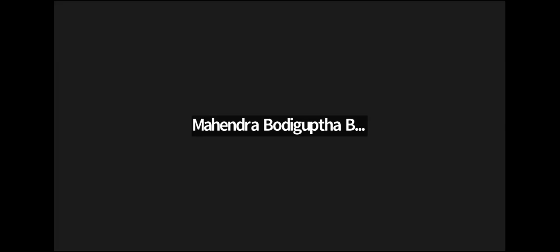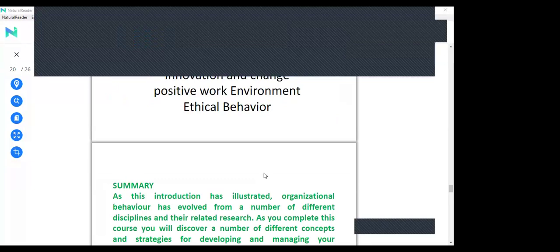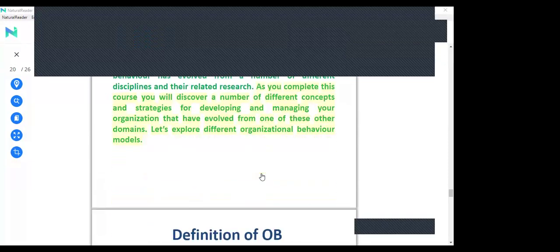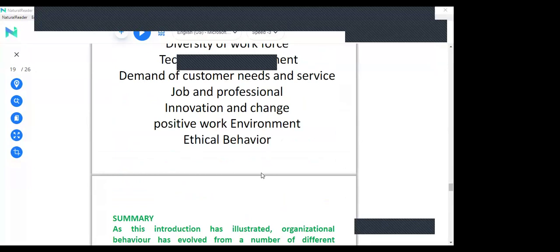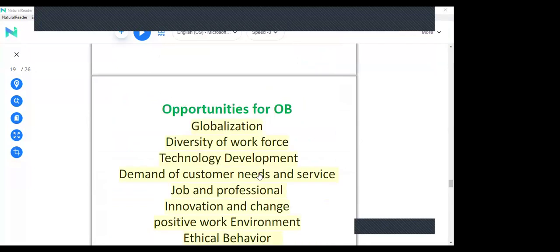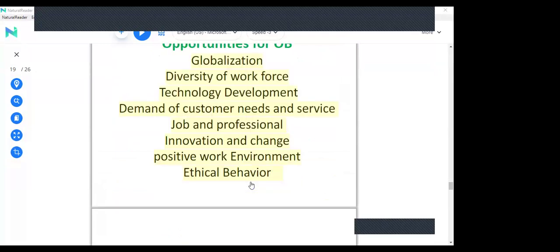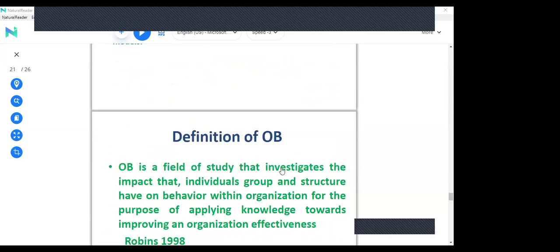Okay, then I move on. Sorry, I think this one is already finished. Opportunities for OB. I am not going to explain more because we have enough time to explain that.